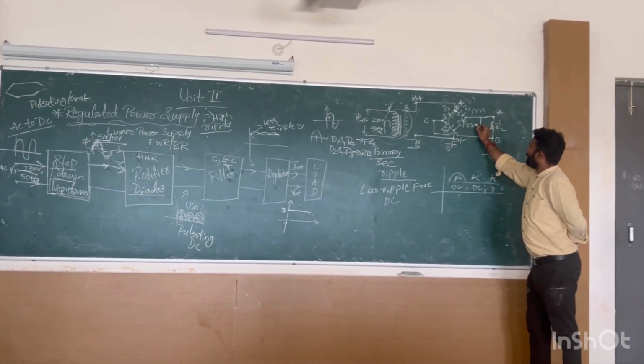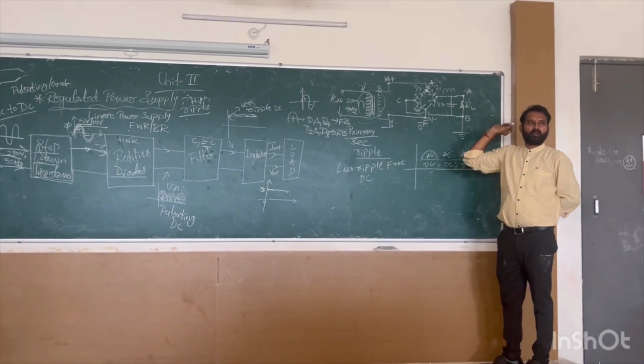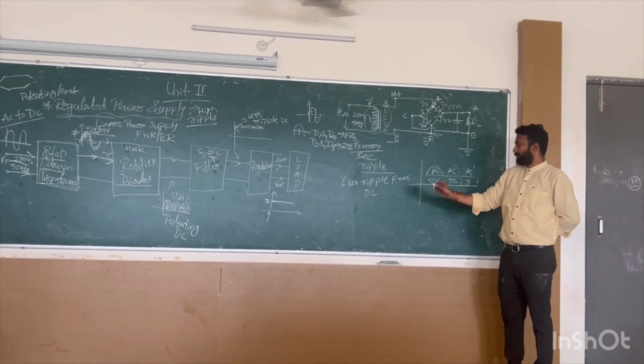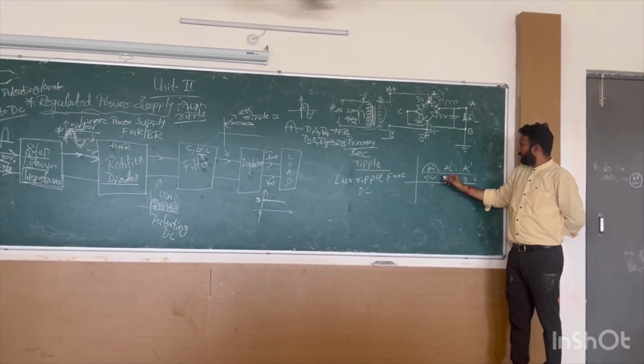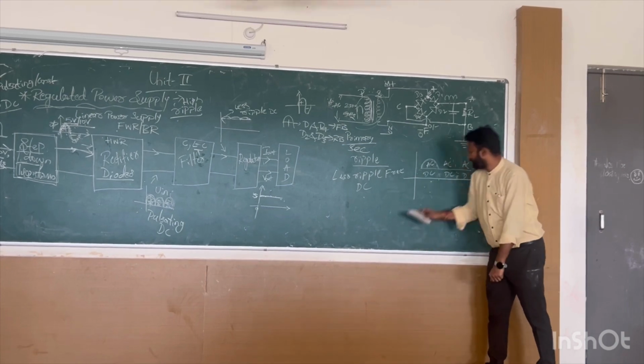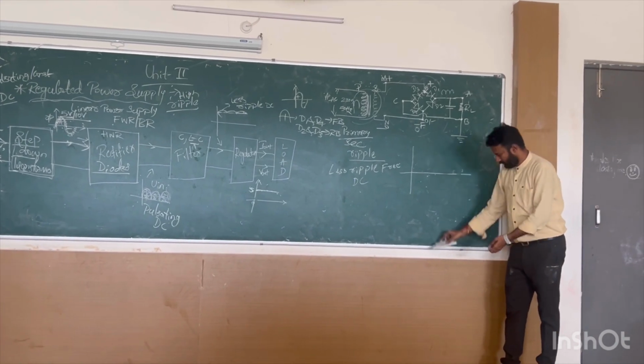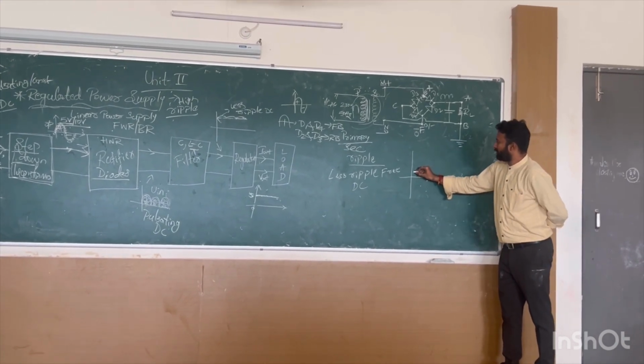Now what I will do in the diagram? Here I will connect a capacitor. I want a filtered output. I want a less ripple output. So you can draw this diagram like this. Understandable? Are you going through?